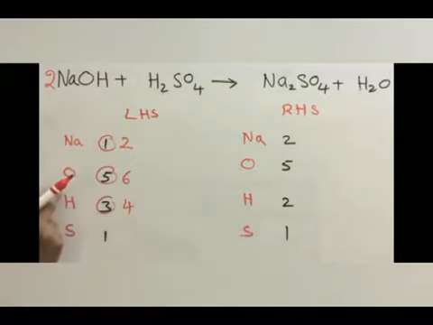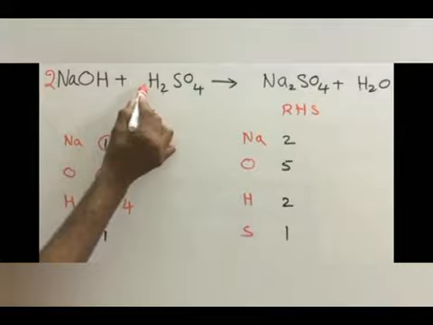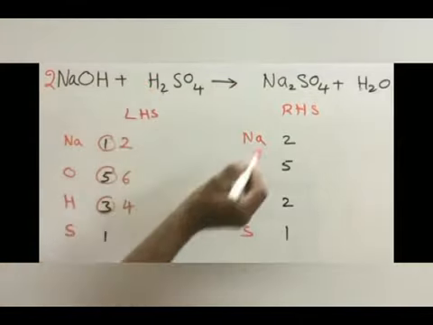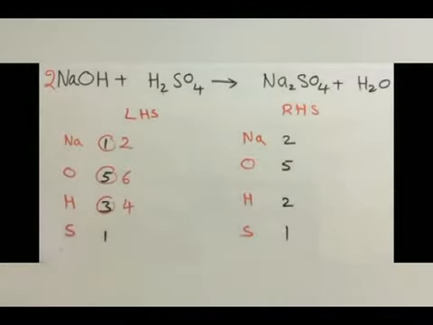Now taking oxygen 6 and 5, it's a bigger number to multiply. And it will be a big number you will get, but that may not be appropriate here. So we go for the next one. We will keep oxygen aside. Last we will balance it.